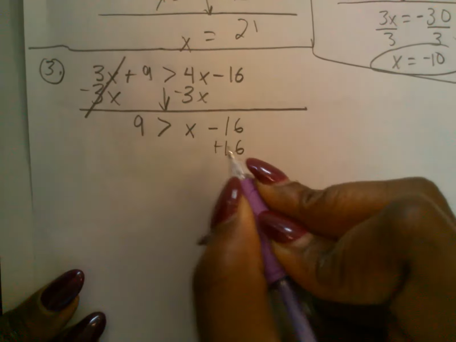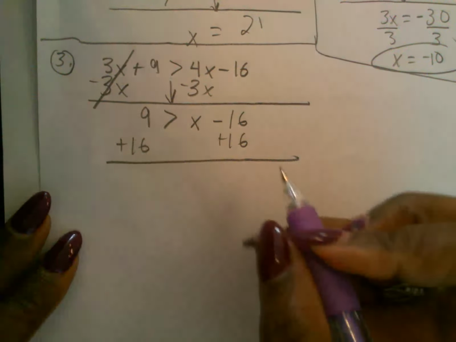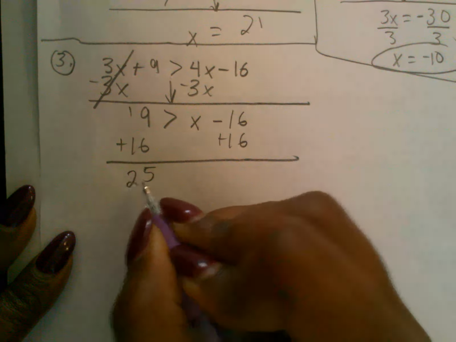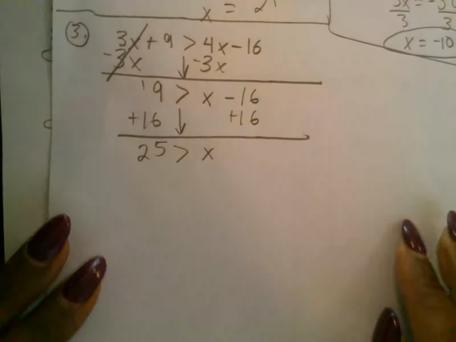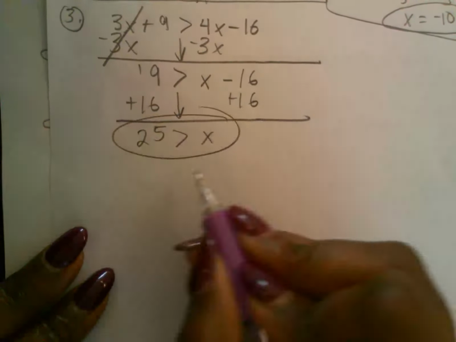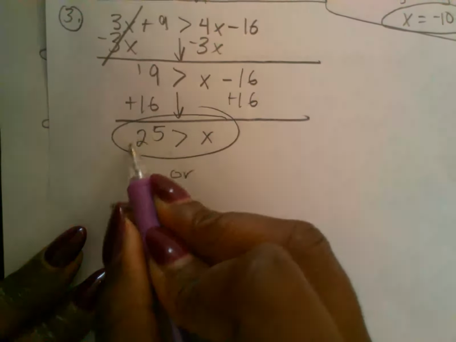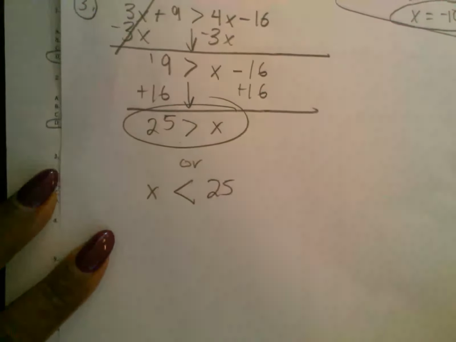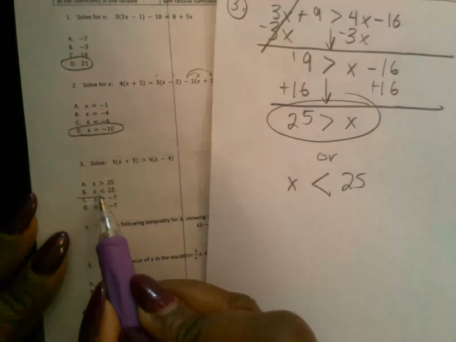I'm going to add 16 to both sides. When I add 16, here I get 15, carry the 1. That gives me 25. Bring down the inequality. Okay, so I get this as my answer. Or if I put x on this side, the mouth should still be open to the 25. 25 is bigger. Okay, so that's the answer that I'm looking for, where 25 is bigger.